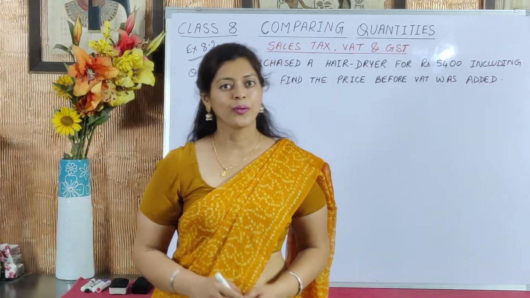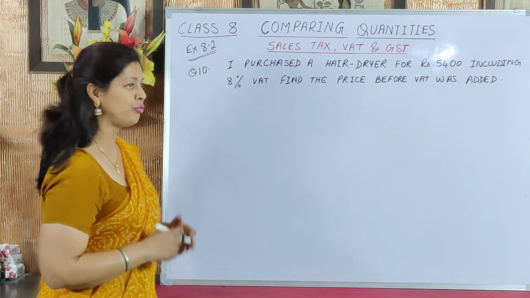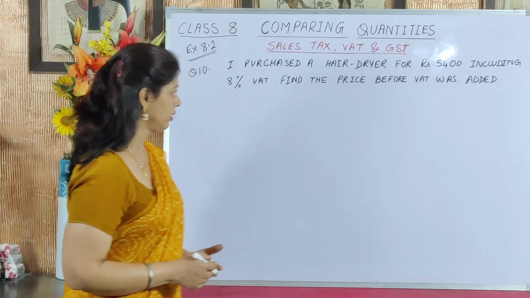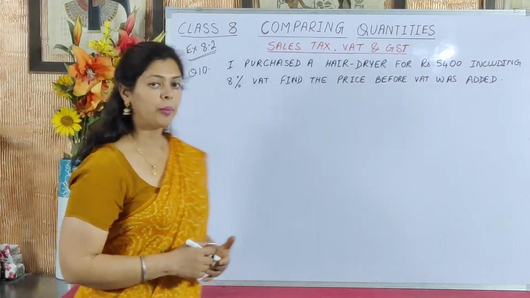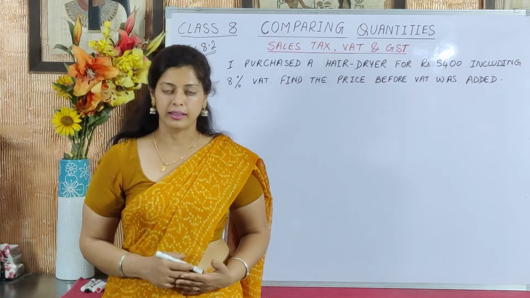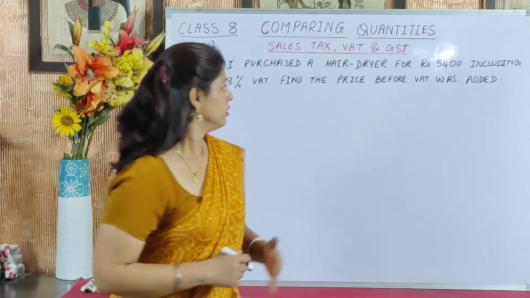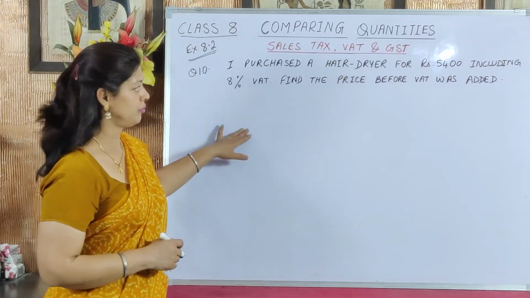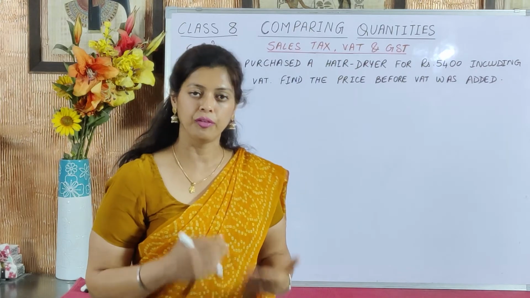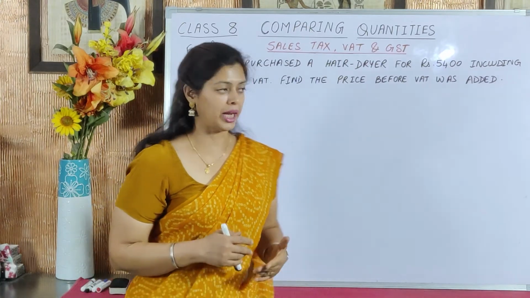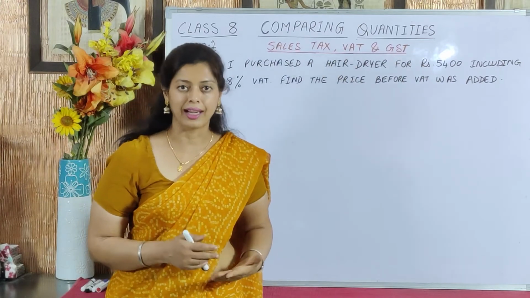Now let's do question number 10. I purchased a hairdryer for rupees 5,400 including 8% VAT. Find the price before the VAT was added. So here we are given the price of the hairdryer which is paid by the customer, that is 5,400, which is inclusive of 8% of VAT. We have to find the original price of the hairdryer before the VAT was added.